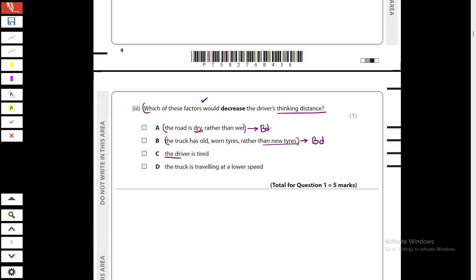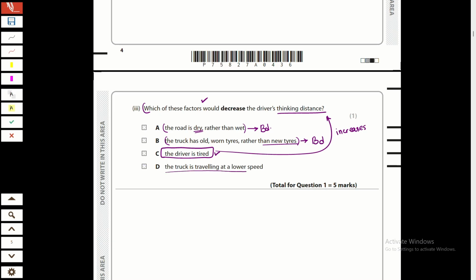The driver is tired. Now, the tiredness of the driver directly affects the thinking distance. But if the driver is tired, the thinking distance is not going to be decreased. Rather, the thinking distance is going to be increased. Why? Because if the driver is tired, the reaction time is going to increase. If the reaction time increases, the driver is going to take long to react, and hence the thinking distance would be large. So this factor obviously affects thinking distance, but it actually increases the thinking distance rather than decreasing it. All right. So we are left with only option D.